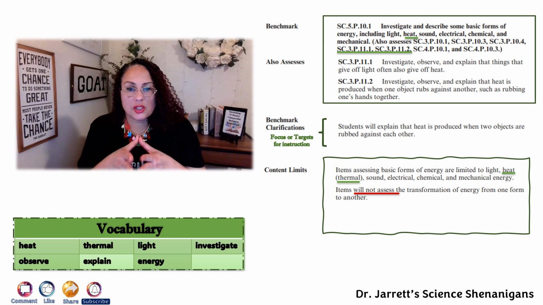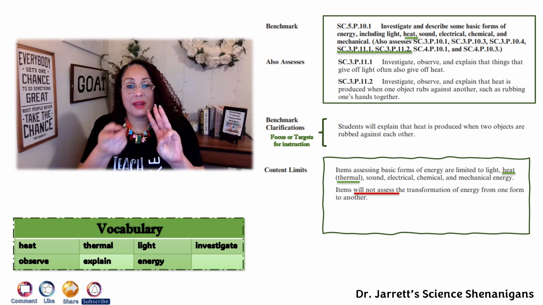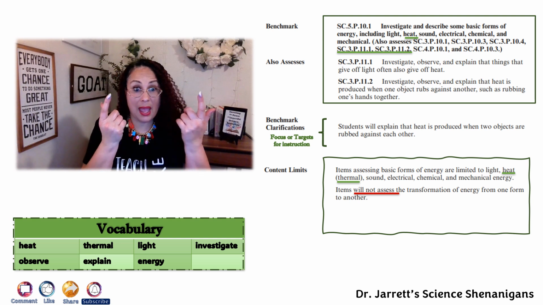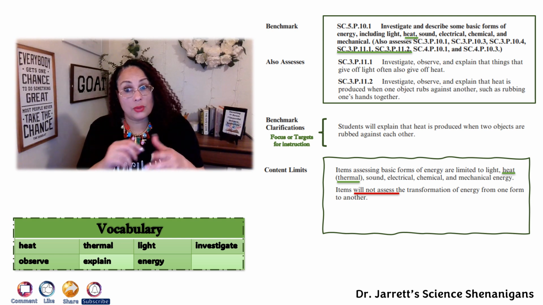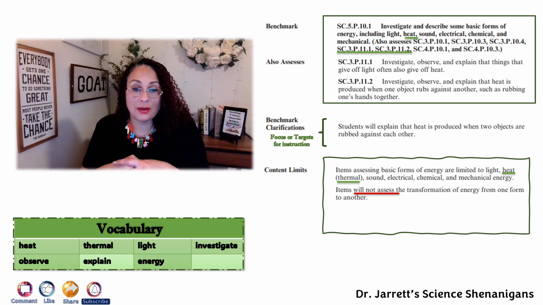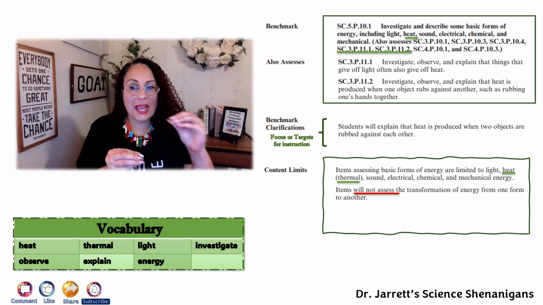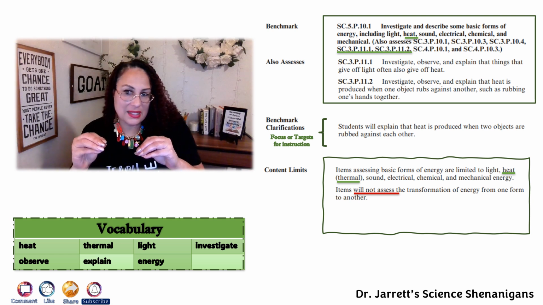So in 3rd grade, the students observed, investigated, and explained. Those three things: they got to investigate it, they got to observe it with their eyes, and they have to explain it with their mouths, or handwrite it down. That things that give off light also give off heat. This is going to be important for them to understand that if it gives off light, it's going to give off heat.